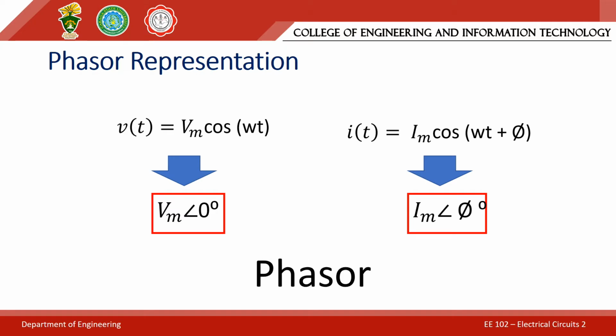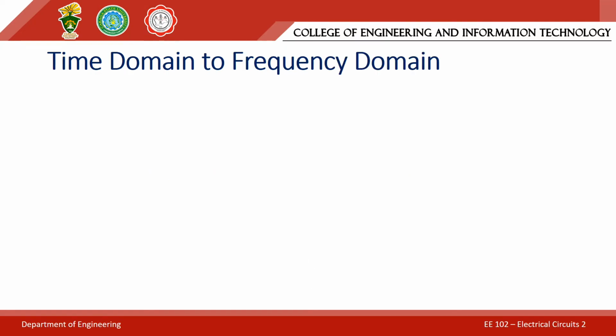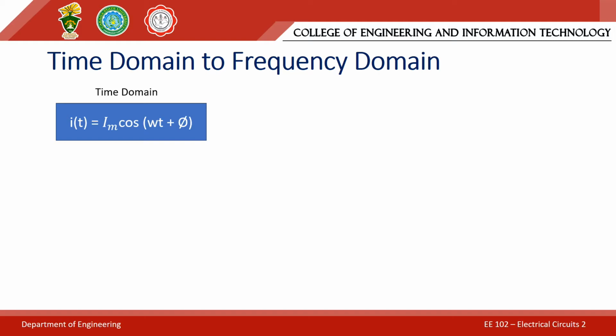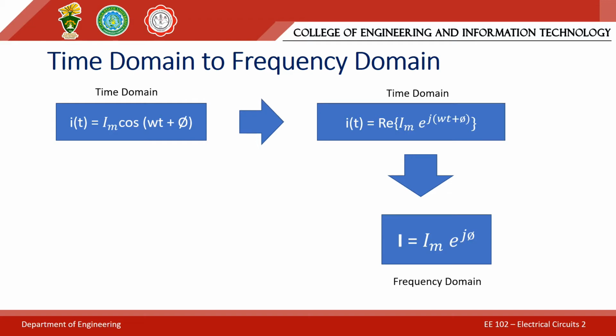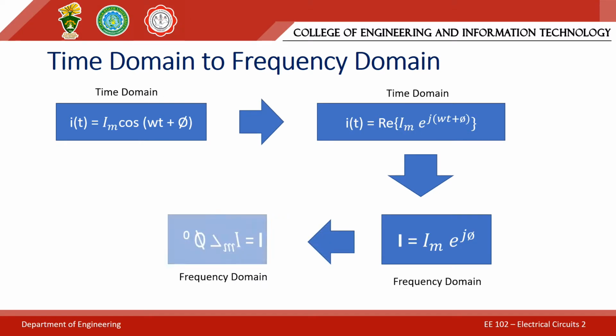Now, let's revisit the processes that we have discussed so far in transforming time domain to frequency domain. If we have an equation i(t) is equal to Im cosine(omega t plus phi), we rewrite it as i(t) is equal to Re, or the real part, of Im e to the power of j(omega t plus phi). From this, we can translate it to the frequency domain by transforming into phasor I, which is equal to Im e to the power of j phi. Lastly, we have the final frequency form, phasor I is equal to Im angle phi.